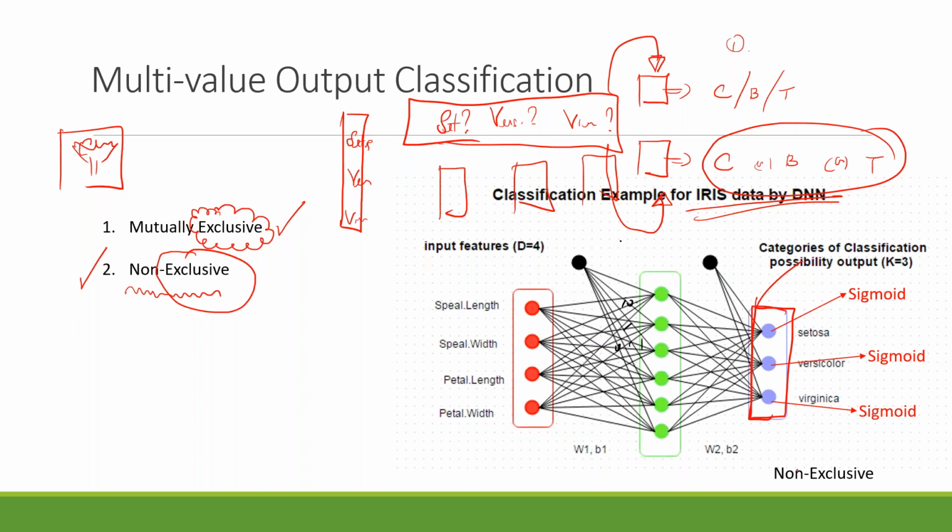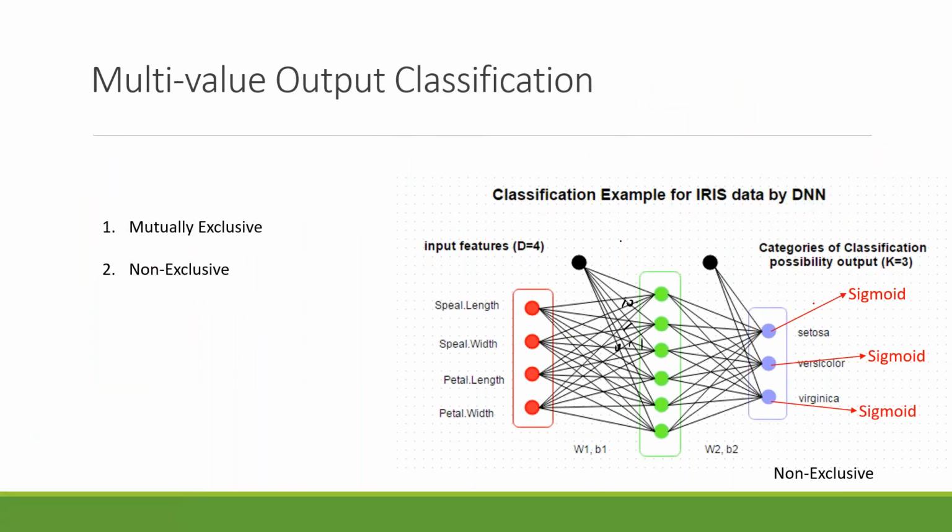In a non-exclusive case, guys, you should be using a sigmoid function at the last layer. I'll tell you why. You should use a sigmoid function because it is almost creating 3 binary logistic regression models, where the first perceptron will tell you the probability it is setosa, the second perceptron will tell you the probability it is versicolor, and the third perceptron will tell you the probability it is virginica.